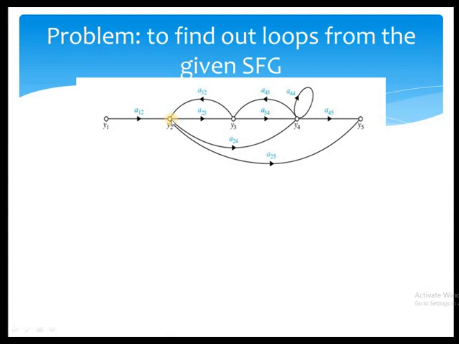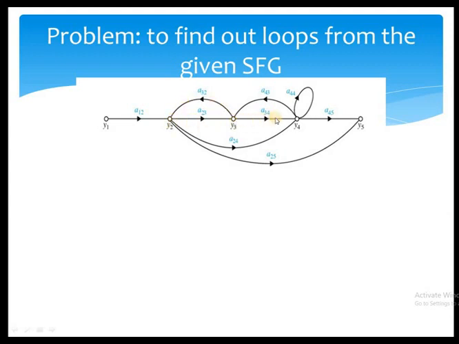If you check here from Y2, the signal starts at Y2, reaches Y3 and comes back again to Y2, because a loop consists of the same starting and ending nodes. That's why the signal ends again at Y2. So this is the first loop we can consider, which starts from Y2, goes to Y3 and again reaches Y2. This is the first loop.